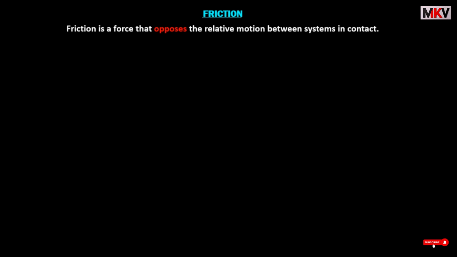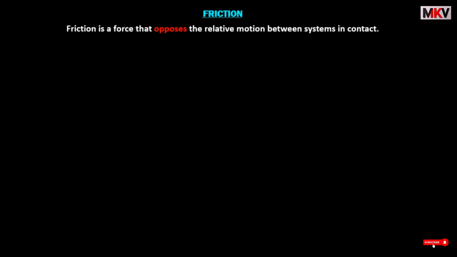Friction is a force that opposes the relative motion between systems in contact. So if we take two bodies or two objects or two systems, and we bring them into physical contact, there's a force acting in between them that opposes their motion. And this force is the friction force.